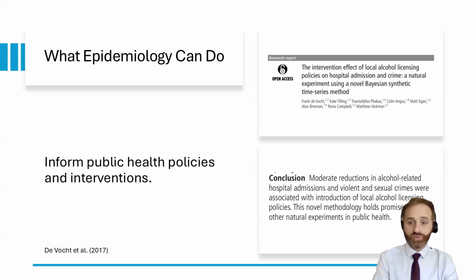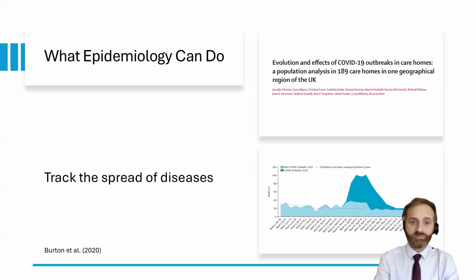When they introduced these strict local alcohol licensing policies, they observed a drop in hospital admissions and crime rates in that specific area or population. So this example illustrates how epidemiology can contribute to improving the overall health of people when we introduce new public health interventions as well as public health policies.